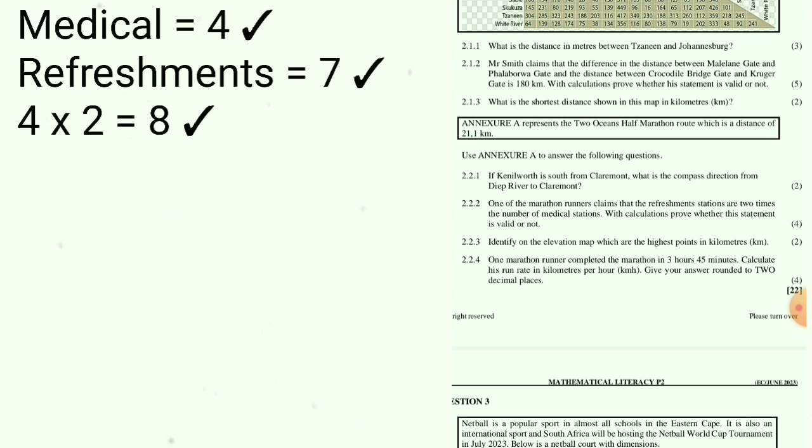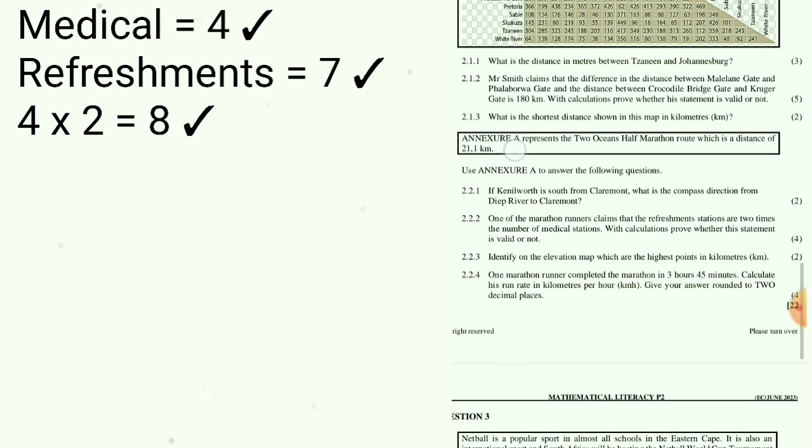2.2.2. One of the marathon runners claims that the refreshment stations are 2 times the number of medical stations. With calculation, prove whether his statement is valid or not. Okay, we're proving this statement. Medical is equal to 4, refreshment is equal to 7. Then we say 4 multiplied by 2 equals 8. The statement is not valid.